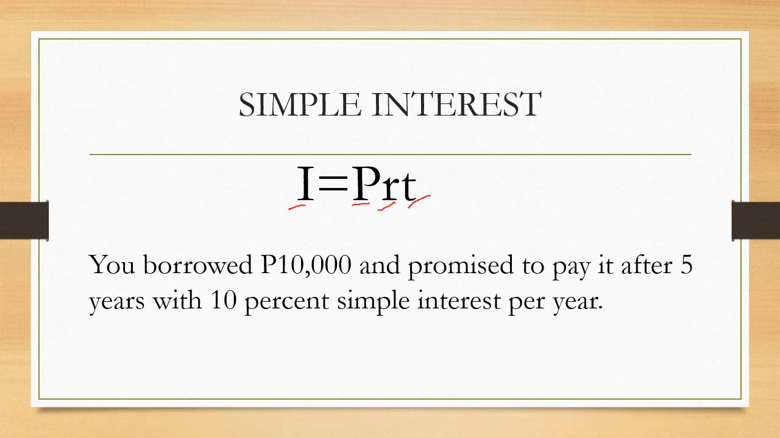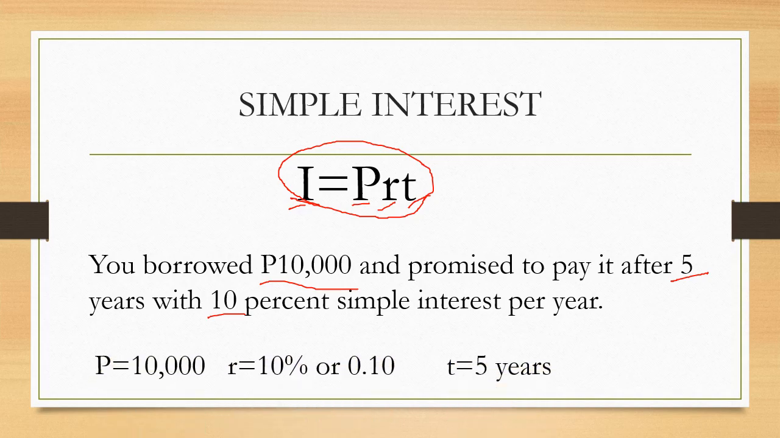Halimbawa, you borrowed 10,000 pesos and promised to pay it after 5 years with 10% simple interest per year. Now, kaya na natin isolve yan gamit yung I equals PRT na formula na yan. Pero, hinay-hinay muna tayo. For this session, I just want to show you how you can illustrate ang computation ng simple interest para higit nyo siyang ma-appreciate. Okay? So, ito yung mga given natin. So, determine the given first. So, 10,000 pesos, that will be your principal. Yung 10%, ito yung rate.